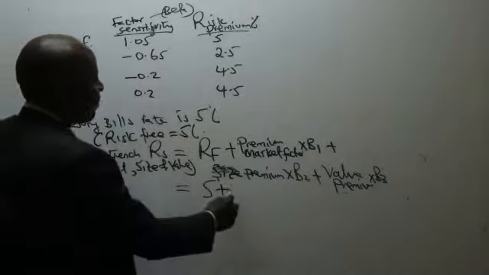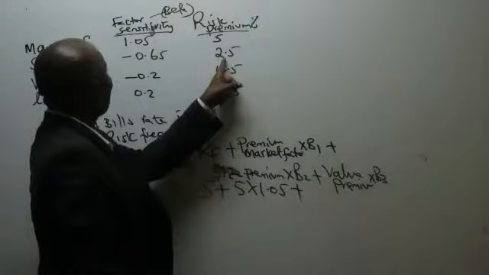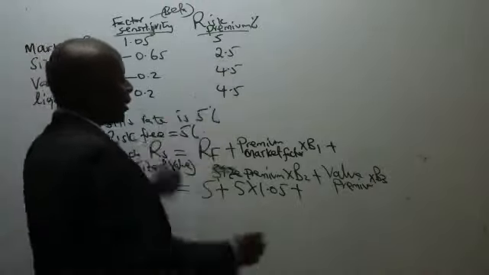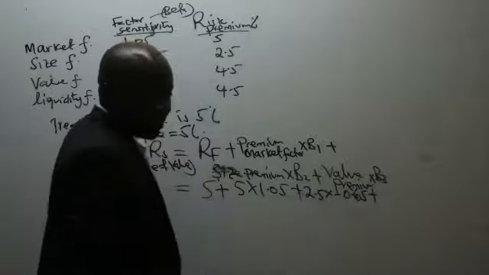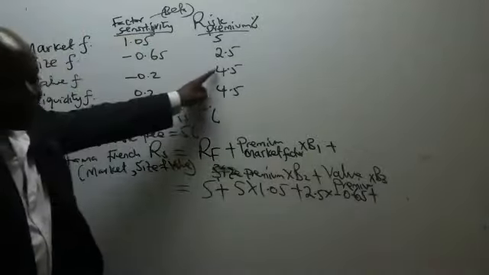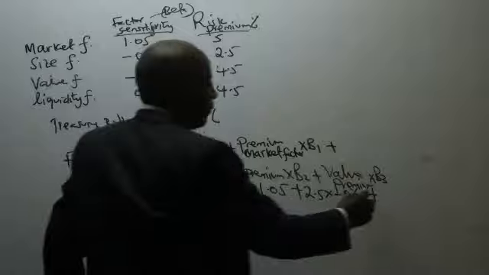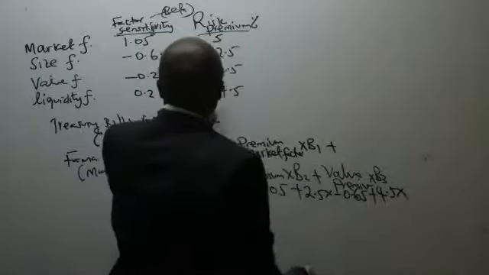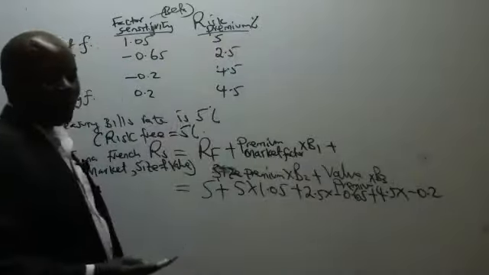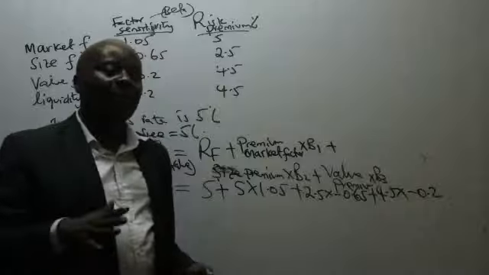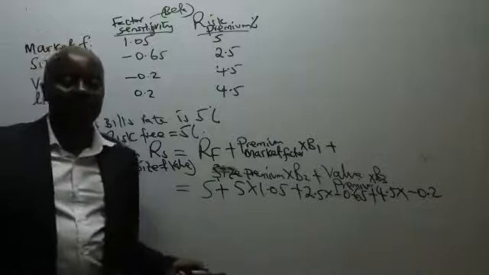So I come here and say plus 5 times 1.05, plus the size factor premium, which is 2.5 times minus 0.65, plus, there are only 3 factors, the third factor here is 4.5 times its premium, which is minus 0.2, like that. So it's called Fama-French. The name may appear to be very big, but really there's nothing there.